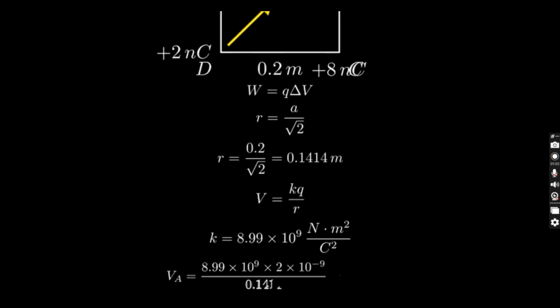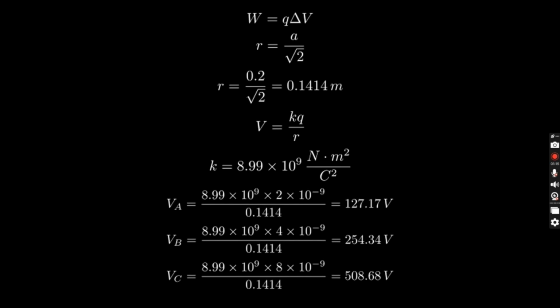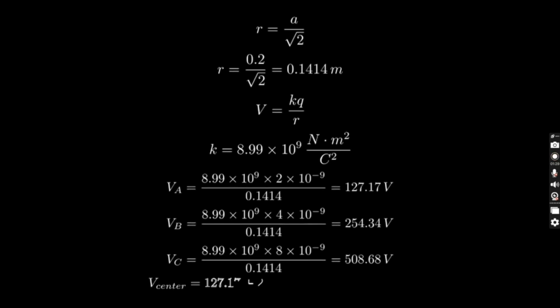For the 2 nanocoulomb charge at A, we get 127.17 volts. For the 4 nanocoulomb charge at B, we get 254.34 volts. And for the 8 nanocoulomb charge at C, we get 508.68 volts. The total potential at the center is the sum of these 3 potentials, which gives us 890.19 volts. At point D, since there are no charges there, the potential is 0 volts.